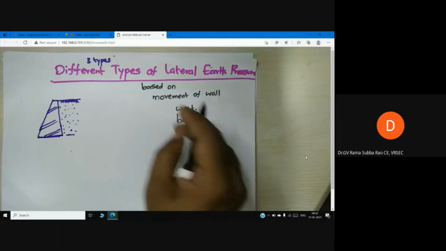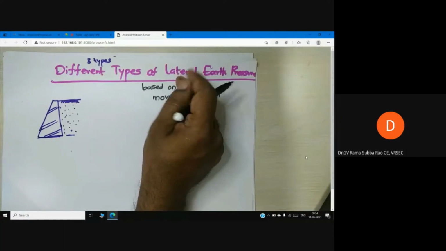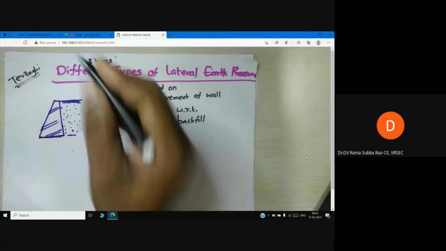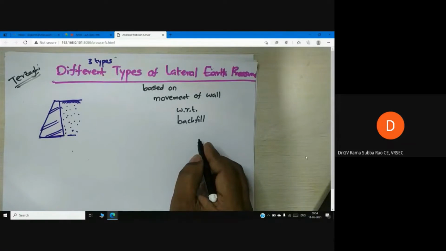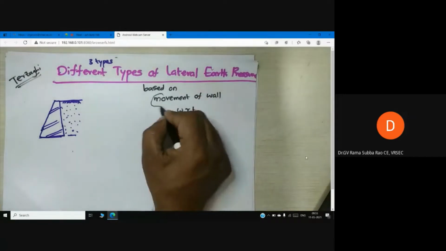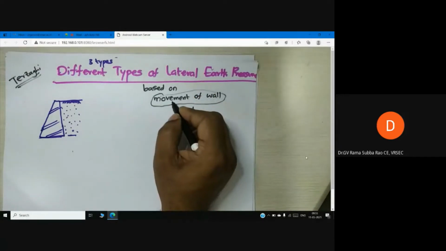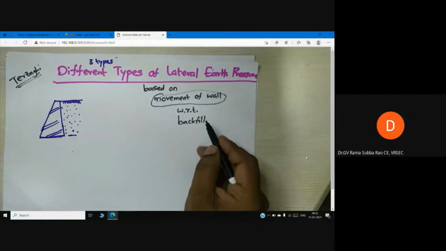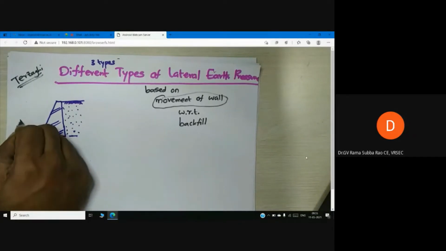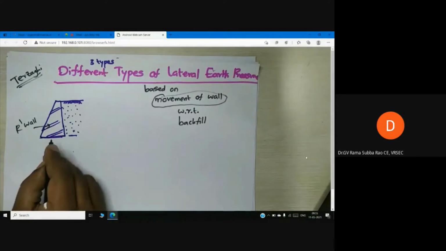Originally this concept is discussed by Terzaghi. Professor Terzaghi worked on identification of different types of lateral earth pressure. For that, he conducted one model experiment in his laboratory. The way he did it, he observed the movement of wall, the way the wall is moving with respect to backfill. For example, this is a retaining wall, as you know. This wall is moving away from the backfill.